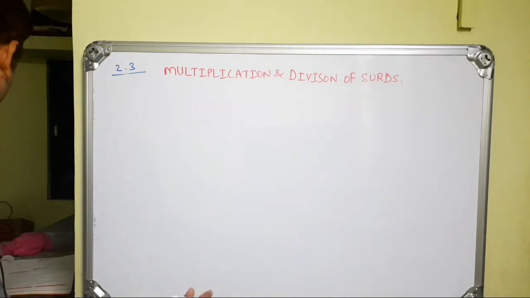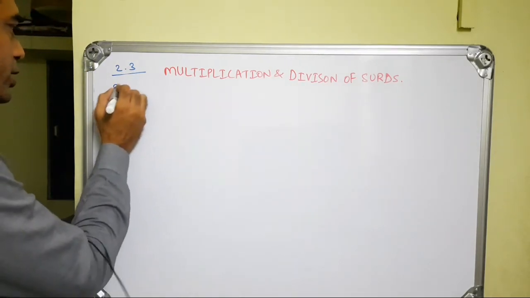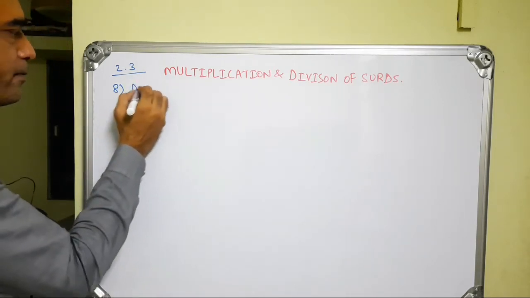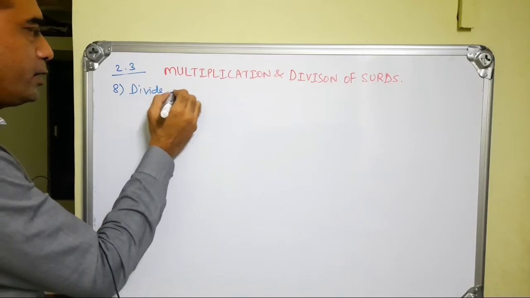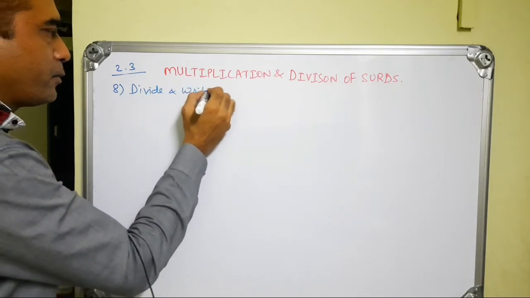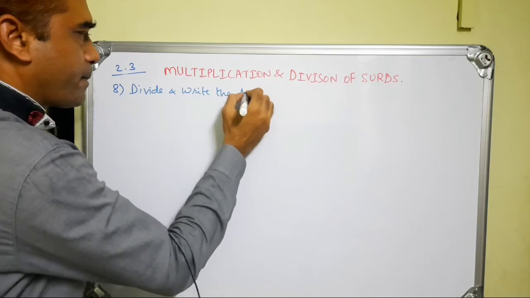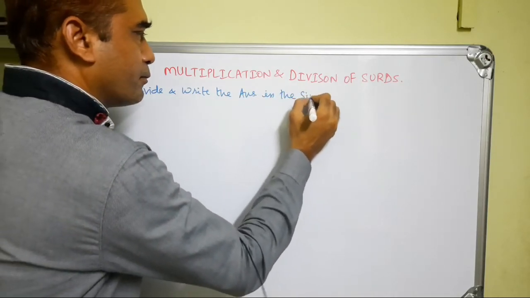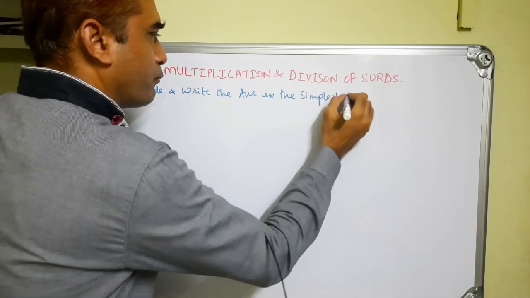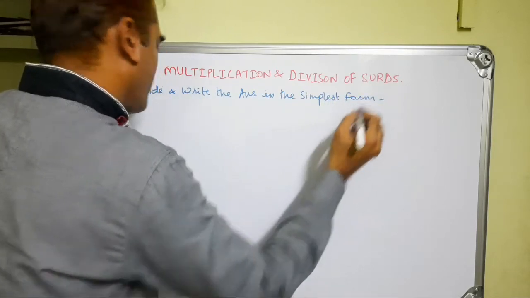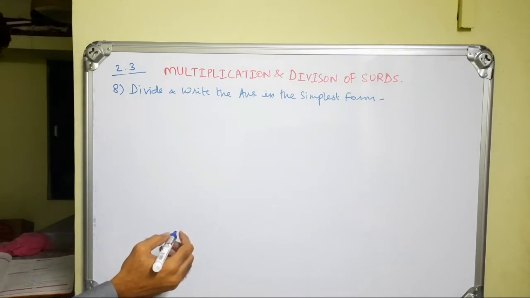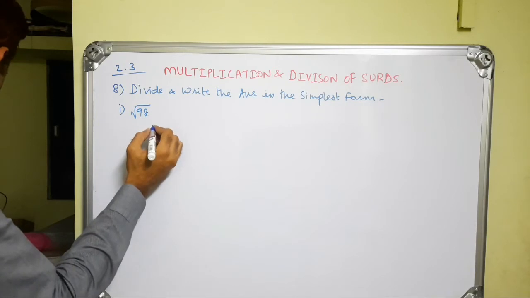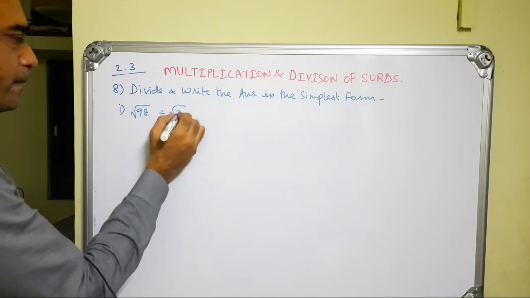Now we will start question number 8, which is: divide and write the answer in the simplest form. Now the first sub question is root 98 divided by root 2.